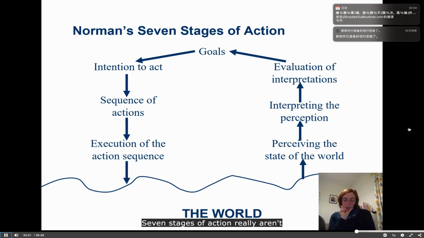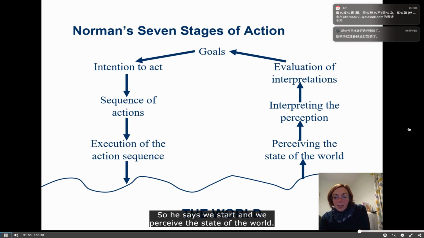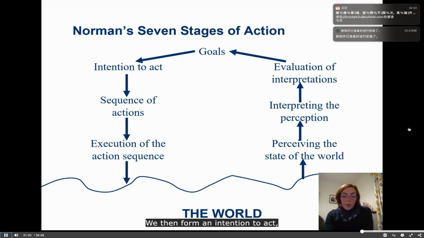The 7 stages of action really are Donald Norman's way of breaking down what he feels happens when we perceive the state of the world and act in response to it. So he says we start and we perceive the state of the world, interpret that perception, evaluate our interpretations, and on the basis of that, form some goals. We then form an intention to act, develop a sequence of actions, and execute the action sequence.